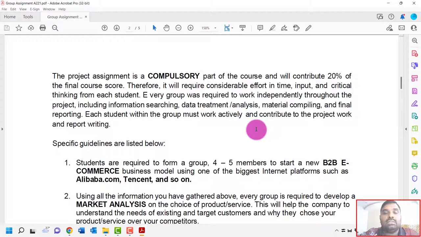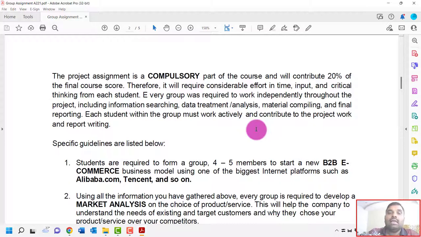Every group is required to work independently throughout the project. Independently means you are going to work in a group, but you're not going to copy from your friends. This includes information searching, data treatment analysis, material compiling, and final reporting. Each student within a group must work actively and contribute to the project work and report writing. Do not complain during submission that some students are not doing work and ask me to penalize the student. I'm not going to do that. You have to control your group.